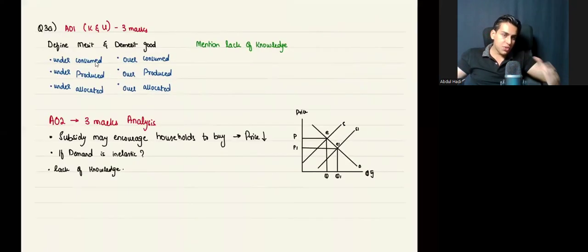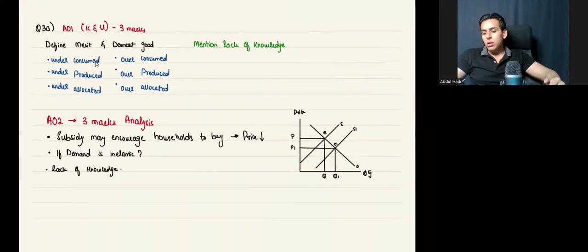Now, the question is pretty straightforward. What will be your AO1? Your knowledge and understanding: you have to define merit good and demerit good. You have to give a difference between merit and demerit good. You have to explain it properly. And this is how you will get 3 marks of knowledge and understanding. Then if we go towards AO2, you have to analyze. You have to give analysis for 3 marks that whether subsidy will increase the consumption of merit good or not.